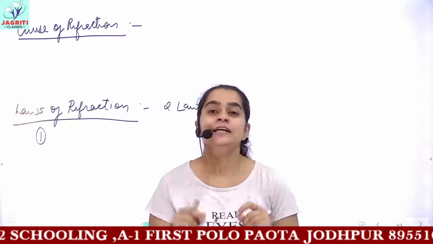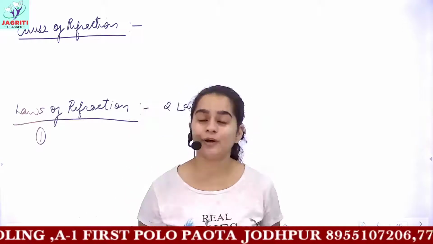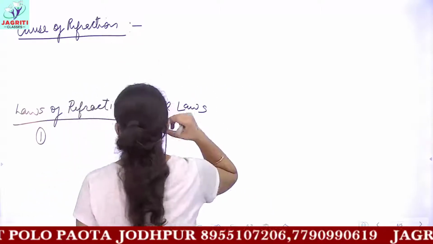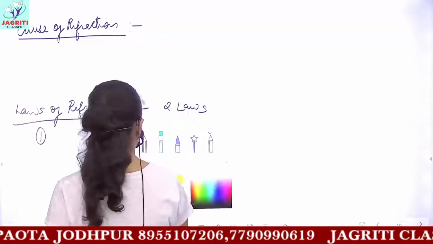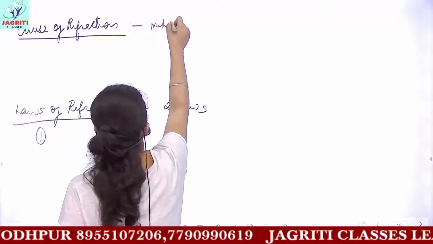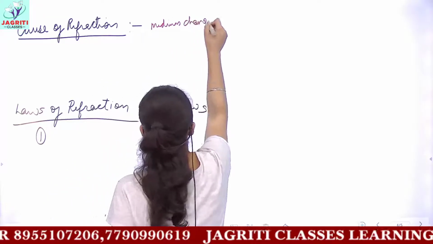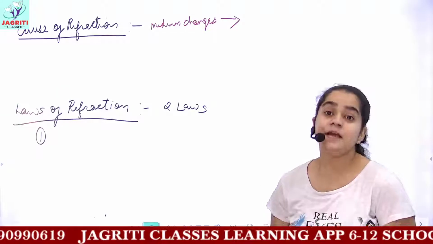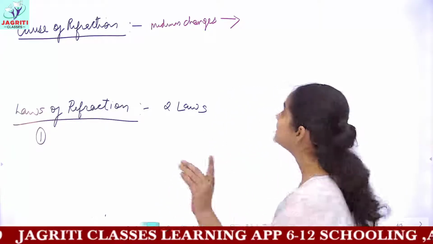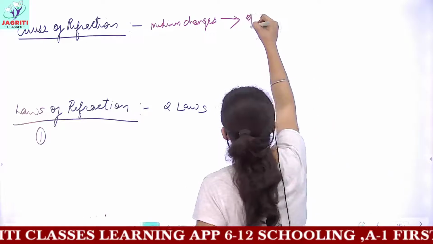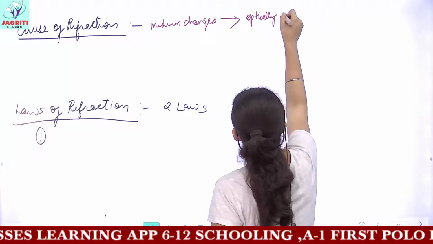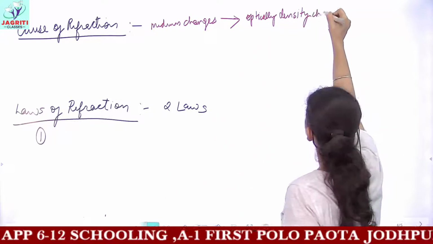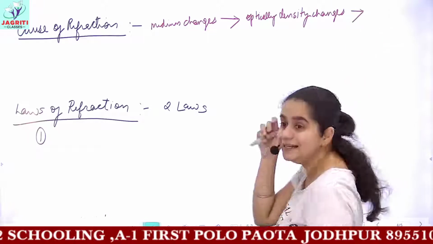Whenever light is traveling from one medium to another, with a change in medium, what actually is changing? I'll write it in short. During refraction, the medium changes. So what is the actual or practical effect of this change in medium? Why is the light getting bent? Because when the medium changes, it means the optical density is changing, because every medium has a particular optical density. So due to the change in medium, the optical density changes.